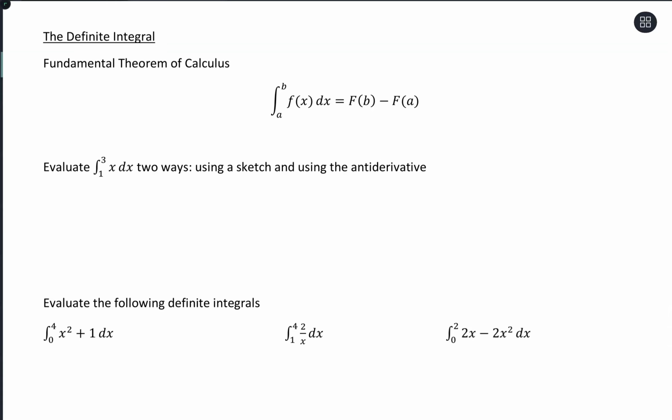So if we are taking the antiderivative from a to b of f of x dx, what we're going to do is take the antiderivative at b minus the antiderivative at a. So what we're doing is taking the antiderivative across an interval a to b, and we plug in the largest value into the antiderivative first, and then subtract the smaller value.